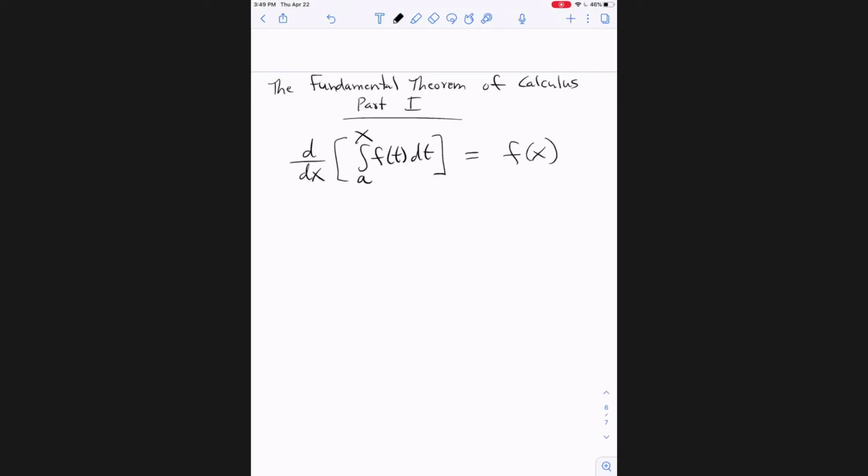Let me change the notation here. One second.